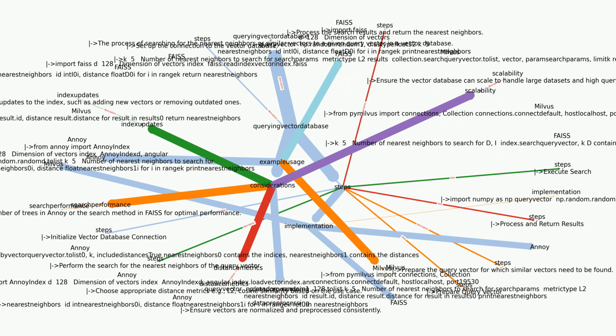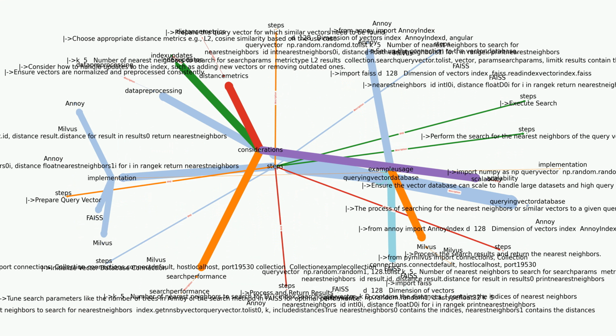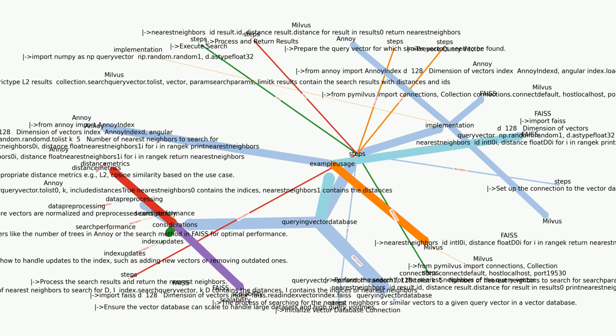Print nearest_neighbors. Milvus: from pymilvus import connections, Collection, import numpy as np. connections.connect("default", host="localhost", port="19530"). collection = Collection("example_collection"). query_vector = np.random.random((1, 128)).tolist(). k = 5, the number of nearest neighbors to search for. search_params = {"metric_type": "L2"}. results = collection.search(query_vector, "vector", param=search_params, limit=k). nearest_neighbors = [{"id": result.id, "distance": result.distance} for result in results[0]].